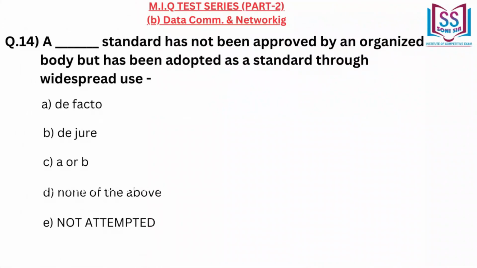A ____ standard has not been approved by an organized body, but has been adopted as a standard through widespread use. A. De facto. B. De jure. C. A or B. D. None of the above.